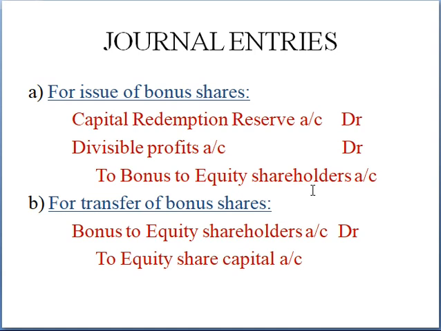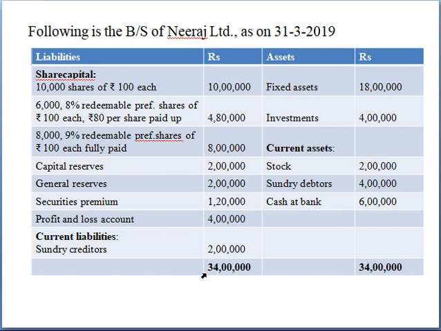And the second one is the transfer of bonus shares. These bonus shares will be added with the equity capital. That's what the entry is: bonus to equity shareholders account debit to equity share capital account. Only two entries are to be passed for the issue of bonus shares. And we'll do the problem.